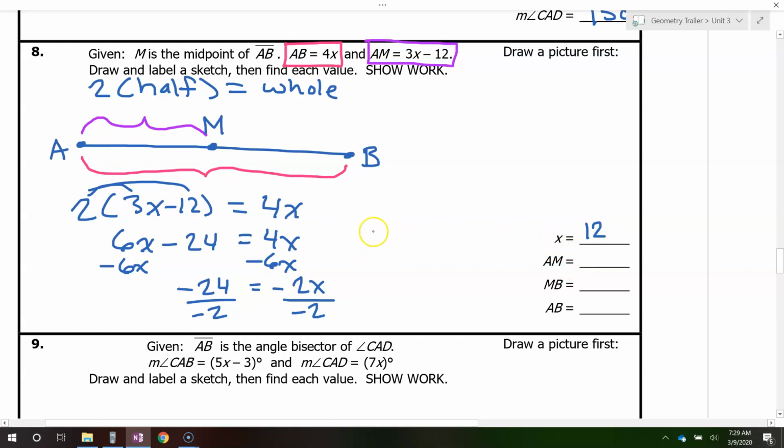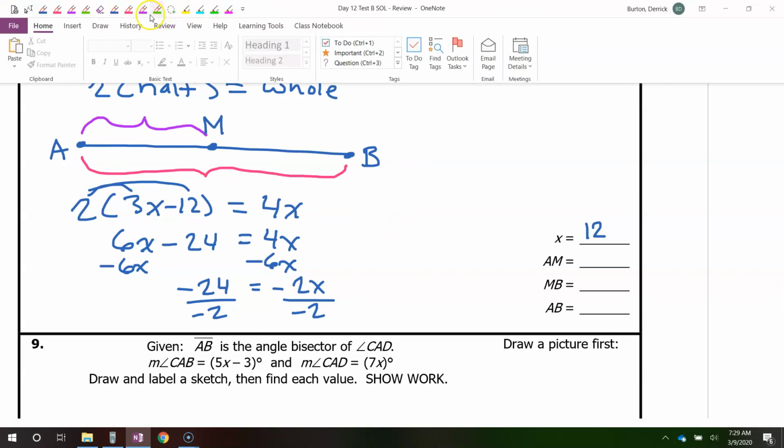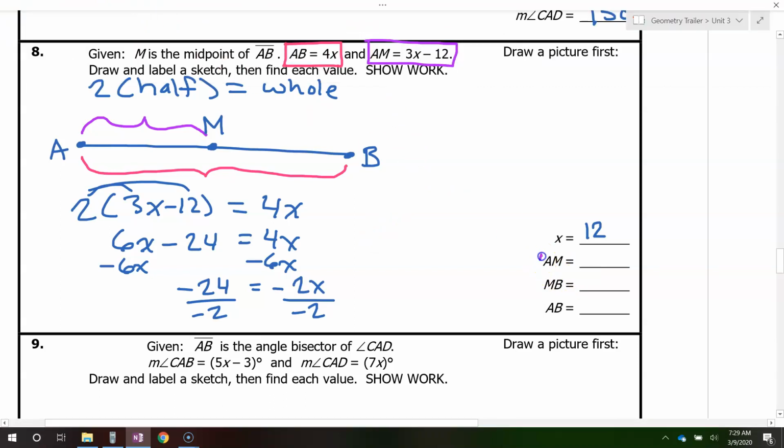All right, now I should be able to substitute that in. So if I want to find AM, which is purple, I'm going to substitute 12 in right here. So that's 3 times 12 minus 12.